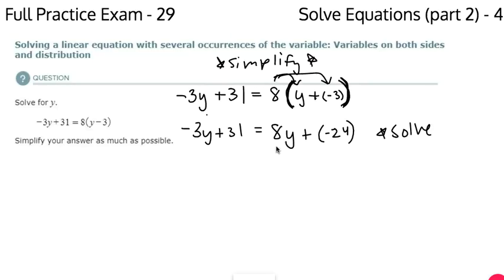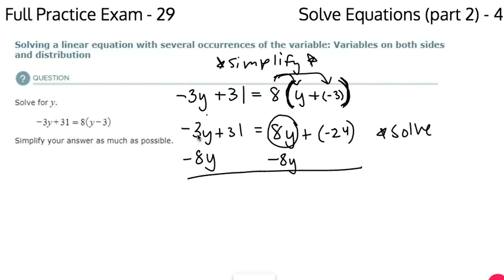So if I want my variables on the left, that means the variable on the right has to go. 8y is being added. If I have something that's being added, I want to make that zero. I have to get rid of it. I need it to become zero. So 8y minus 8y equals zero, or 8y plus negative 8y equals zero. However you want to look at that number.